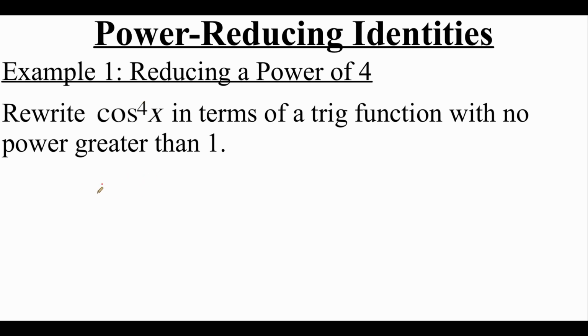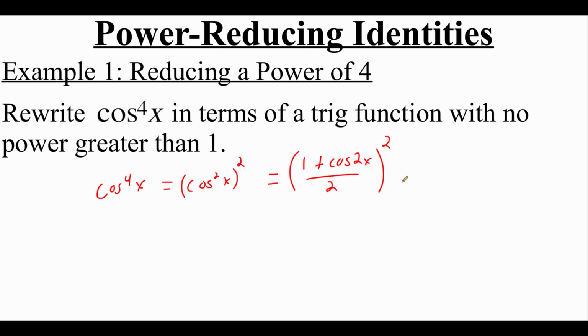As we're looking at the cosine of the fourth power of x, what we should recognize is that's like having cosine squared of x, squared again. So I can use one of my power-reducing formulas on the inside with that cosine squared of x. I can make that 1 plus cosine of 2x over 2, but then we've still got that squared power on the outside.